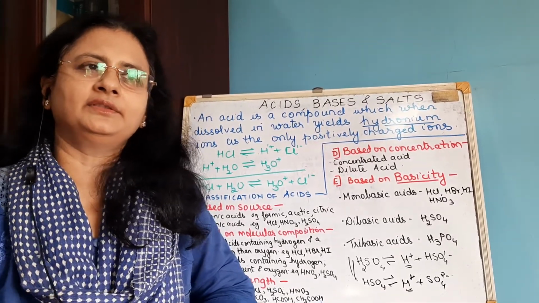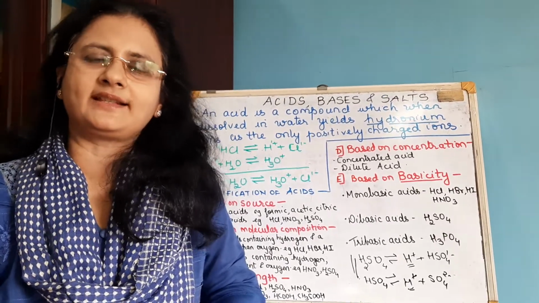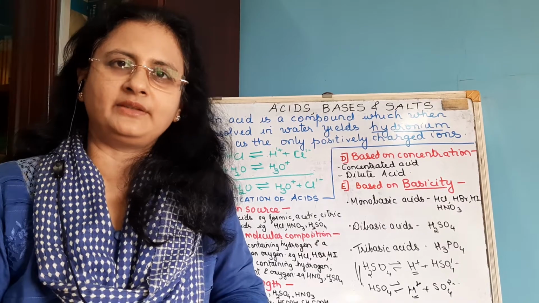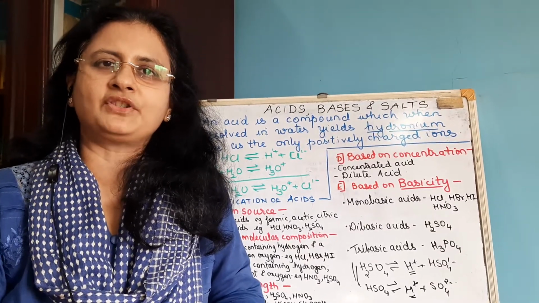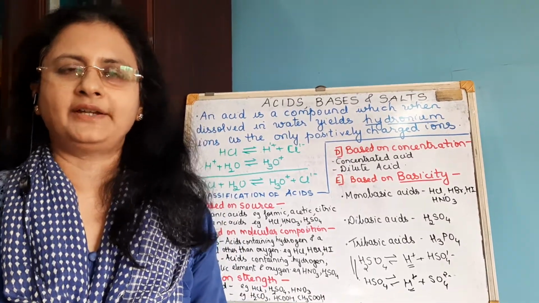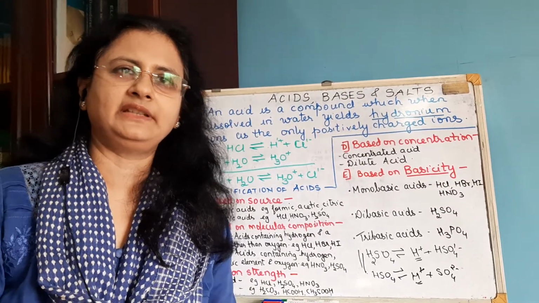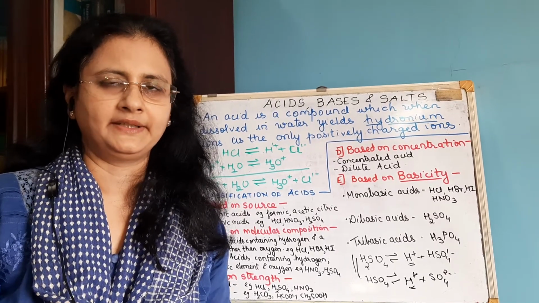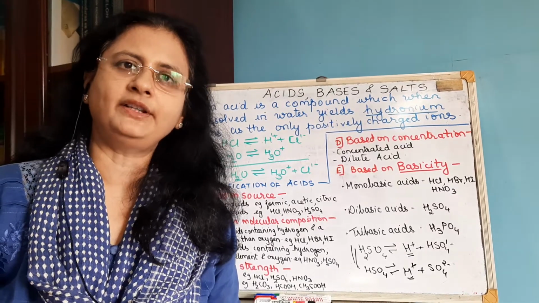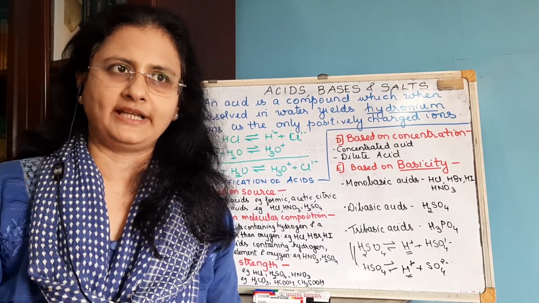Acid is defined as a substance which when dissolved in water yields hydronium ions as the only positively charged ions in aqueous solution. I hope you remember what a hydronium ion is, the one which is formed by the formation of a coordinate covalent bond. Yes, very good. In chemical bonding we have done that. So hydronium ion is formed by the combination between a water molecule and a hydrogen ion. So acid is defined as a substance which when dissolved in water yields hydronium ions as the only positively charged ion. That is the definition of an acid.